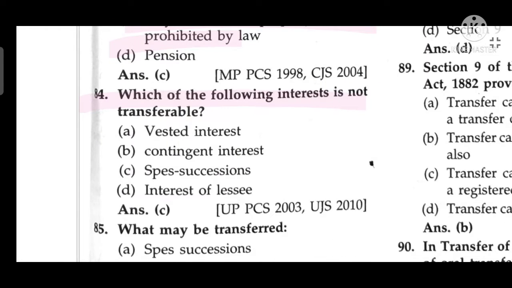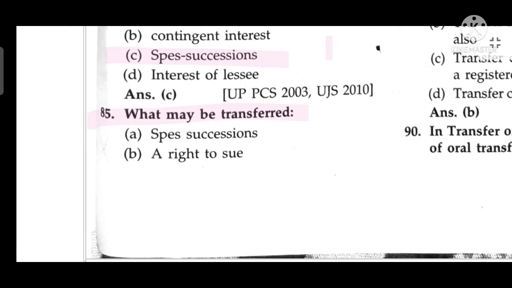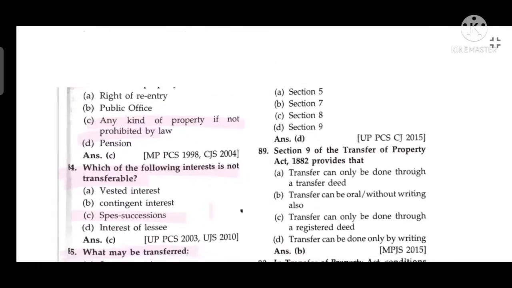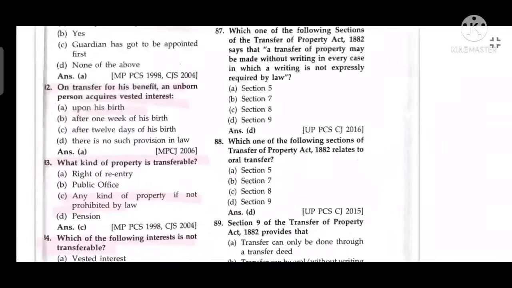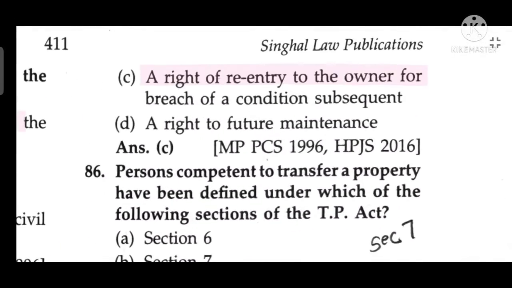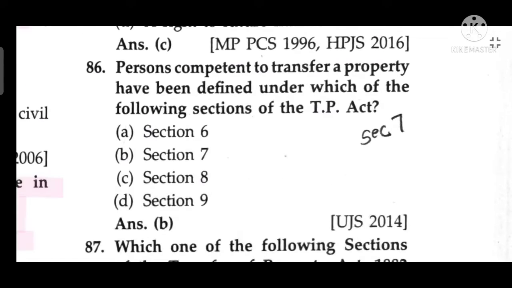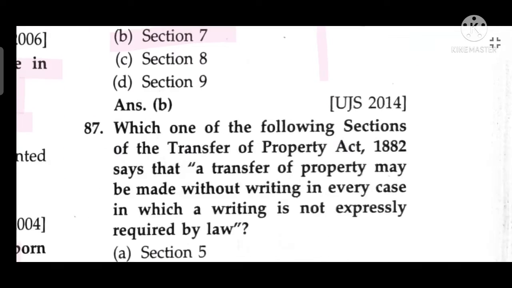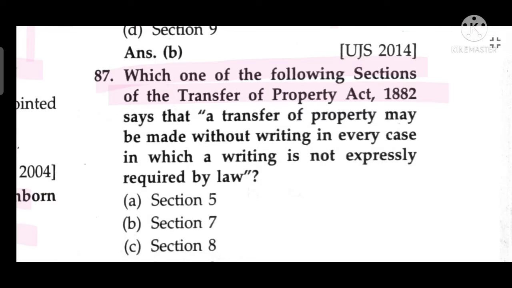Which one of the following interests is not transferable? Spes successionis. What may be transferred? A right to re-entry to the owner for the breach of a condition subsequent. Persons competent to transfer property have been defined under which one of the following sections of the TP Act? Section 7.